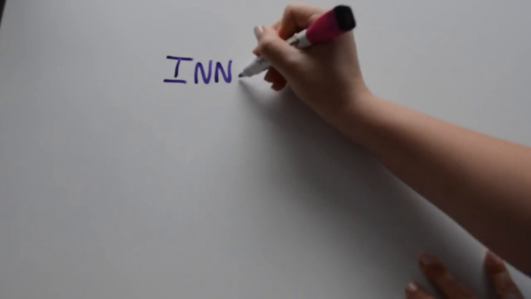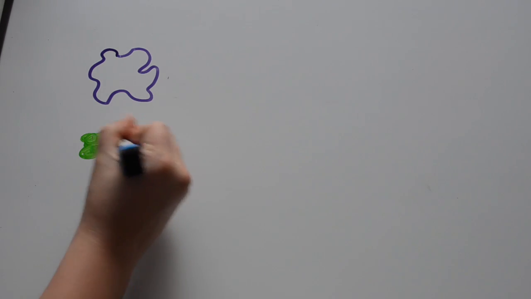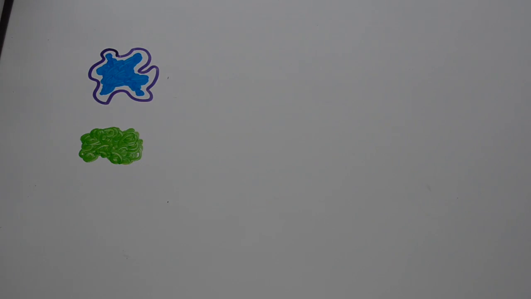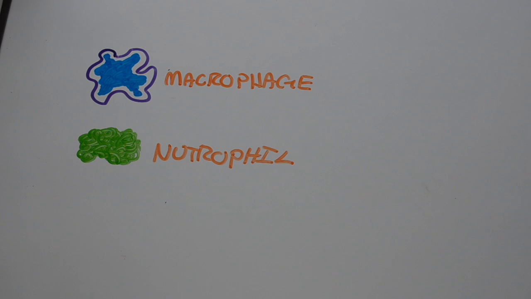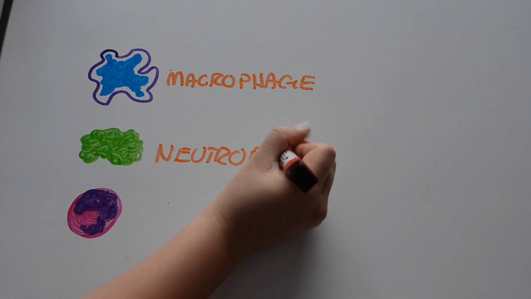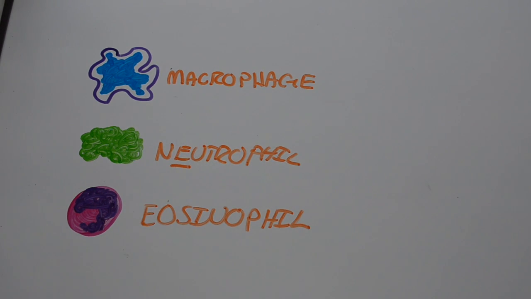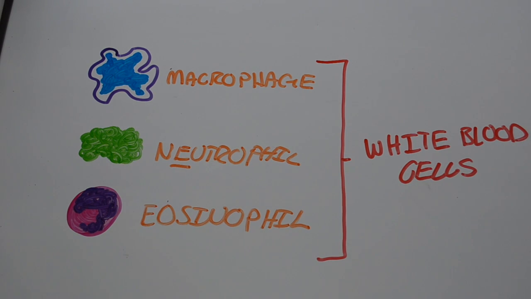Let's start off with the innate immune system. The first thing you really need to know about the innate immune system is the types of cells that are involved. There are three: the macrophage, the neutrophil, and the eosinophil. Two of these are involved in phagocytosis, the macrophage and the neutrophil. Instead of doing phagocytosis, an eosinophil discharges destructive enzymes to kill the pathogen.